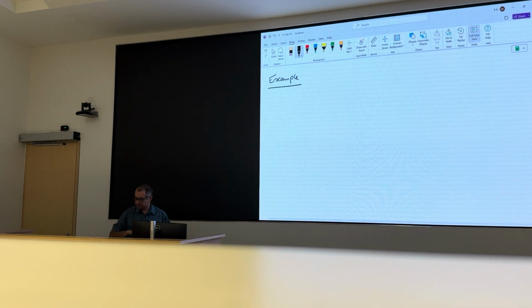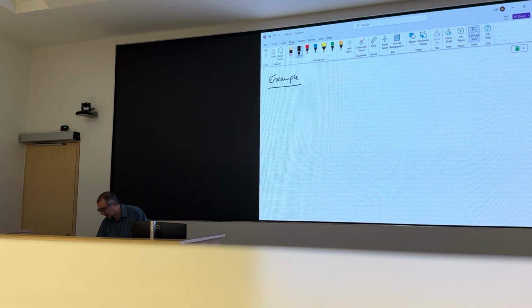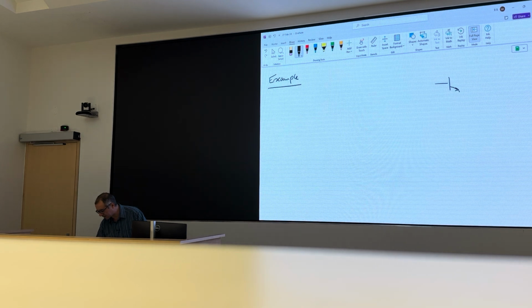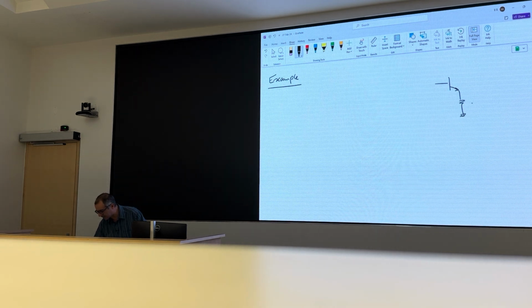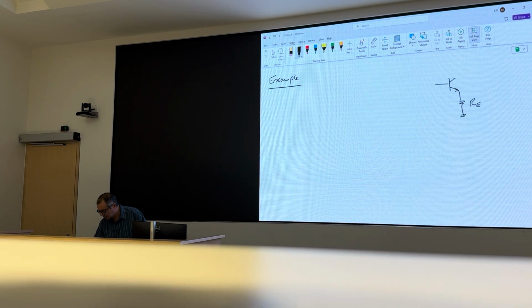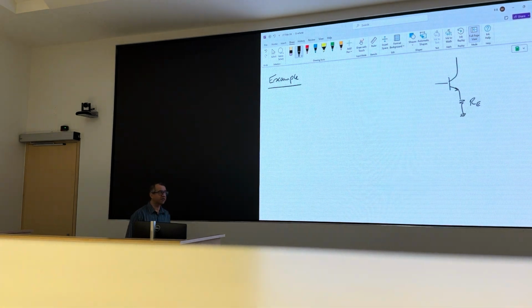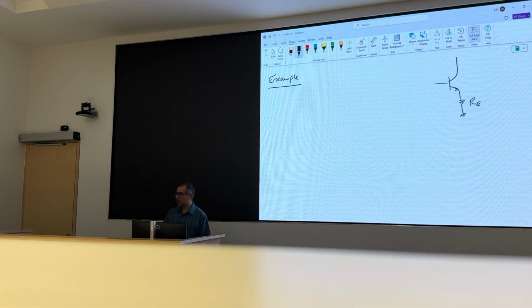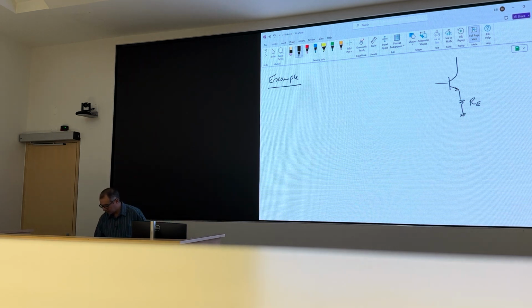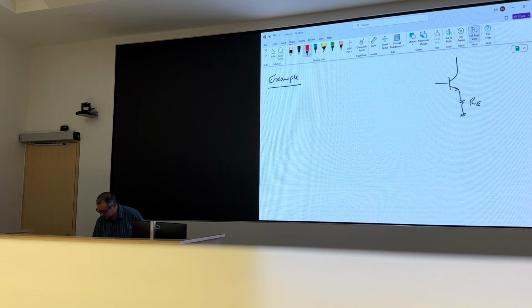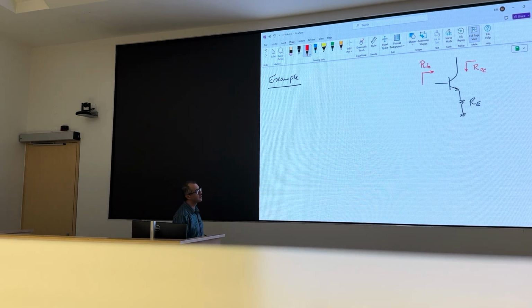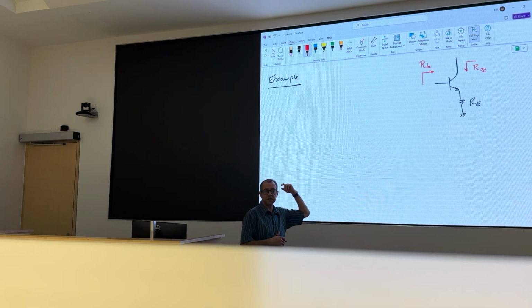Assume that I have a BJT, properly biased in active region. I'm asking you, what is the impedance when I look into the base, let's just say R_IB? What is the impedance when I look into the collector? I'm asking you, what are those two impedances?